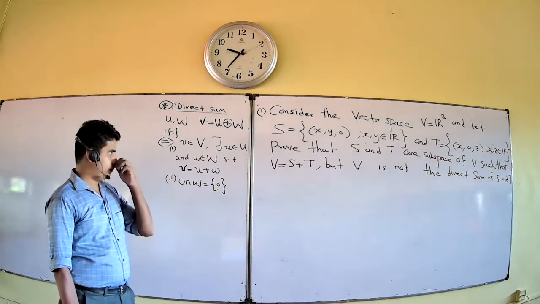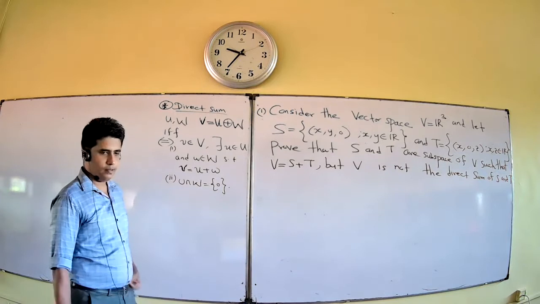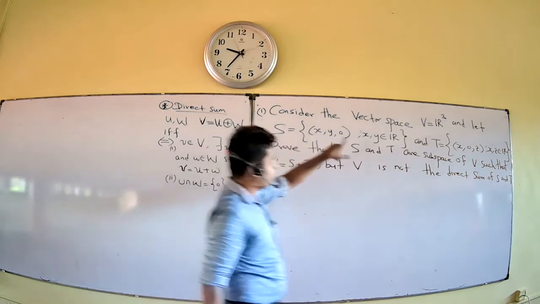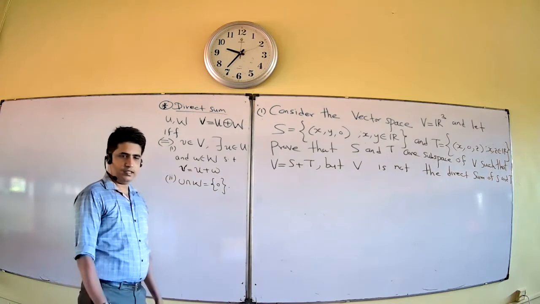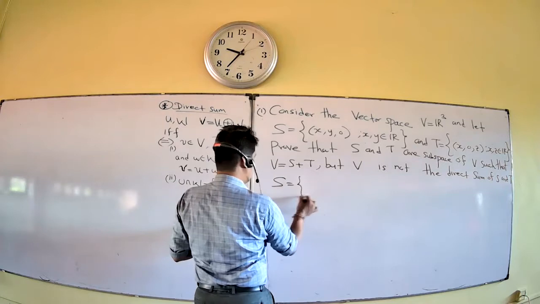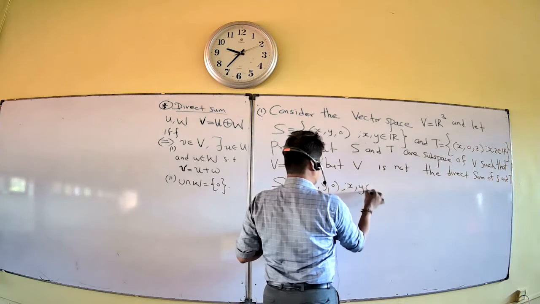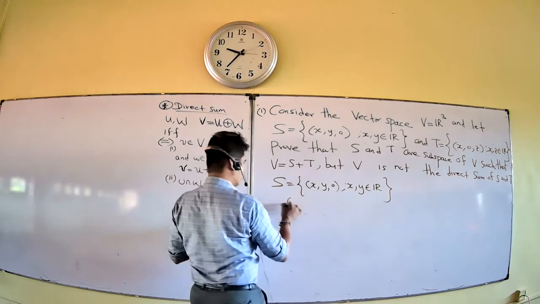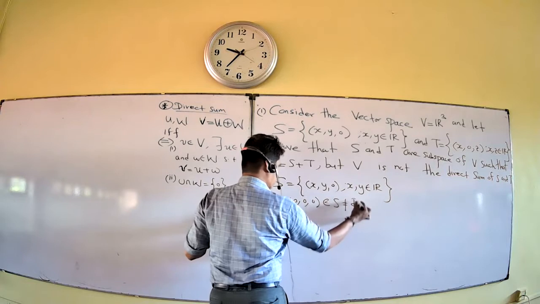So for this question, first of all, you want to verify that these two sets are subspaces. First of all, you want to verify that S and T are subspaces. For that, you take first S, the set of (x, y, 0), x, y belong to real. So you want to verify the subspace. So (0, 0, 0) belongs to S. Therefore, it is a non-empty set.